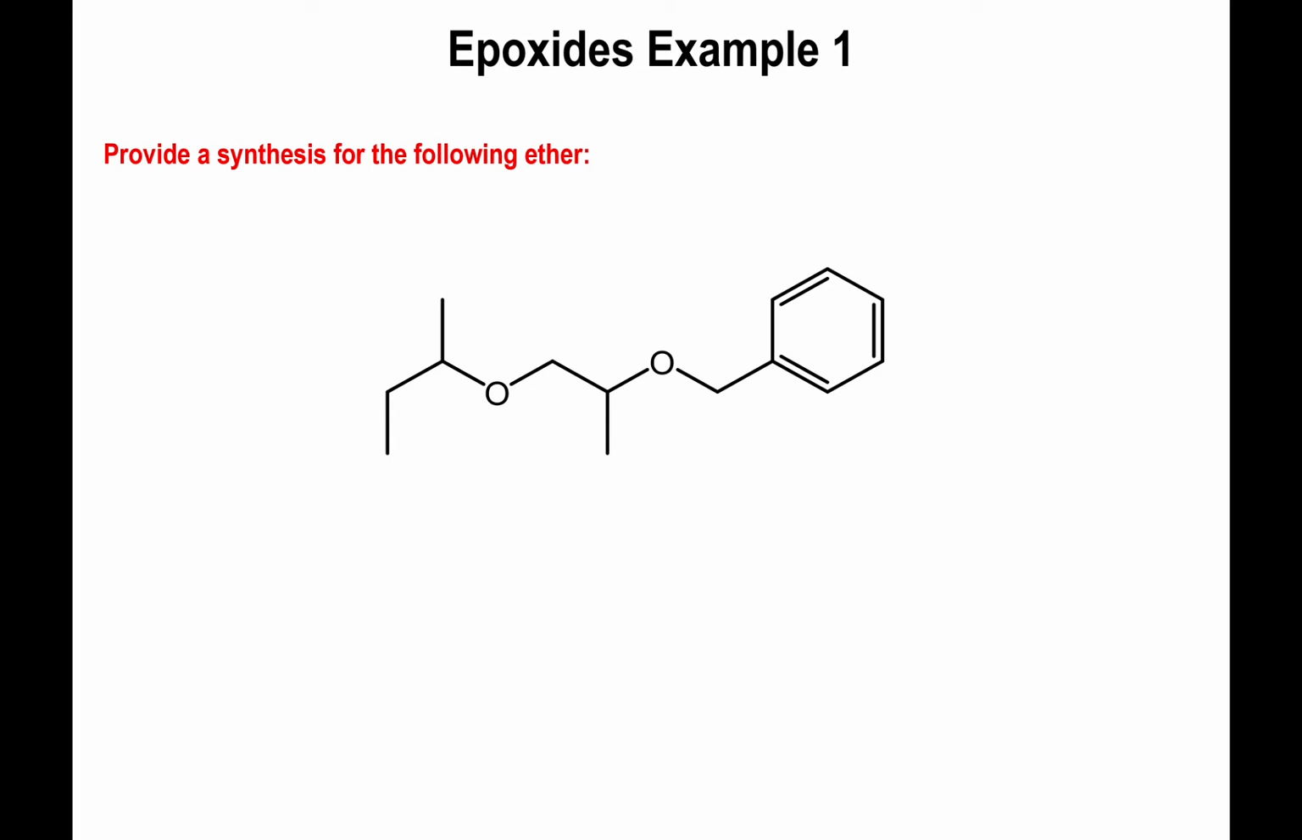Let's say that we want to prepare the following ether, and the key aspect to notice is that on one end of this diether we have a sec-butyl group, whereas for the other portion of the diether we have a benzyl group. So the idea is that you do want two different groups attached to your oxygens. So that should bring the idea that perhaps you're going to want to use an epoxy ring to which you will add an alkoxide, and you'll follow that up by reacting the resulting molecule with an alkyl halide.